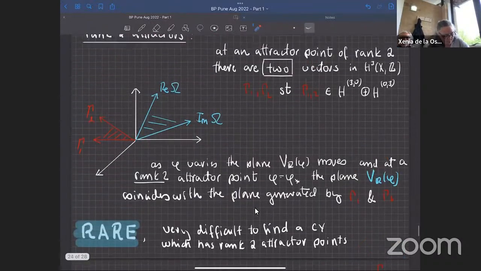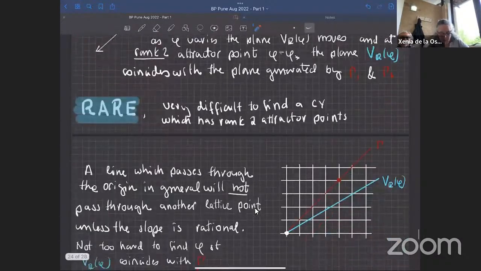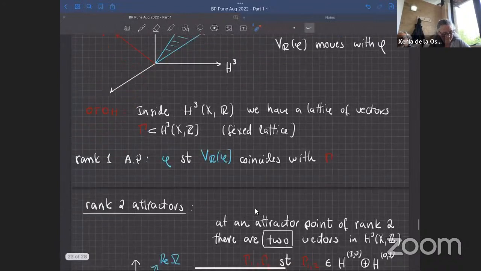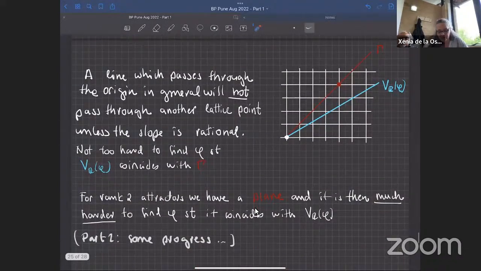So let me now explain why this is so hard. Let's go back to the rank one attractor point. Consider the integral lattice H^3. Take a line that passes through the origin. Generally it will not pass through another lattice point, unless, of course, its slope is rational, like this one. So it's not too hard to find phi such that this coincides with that one.